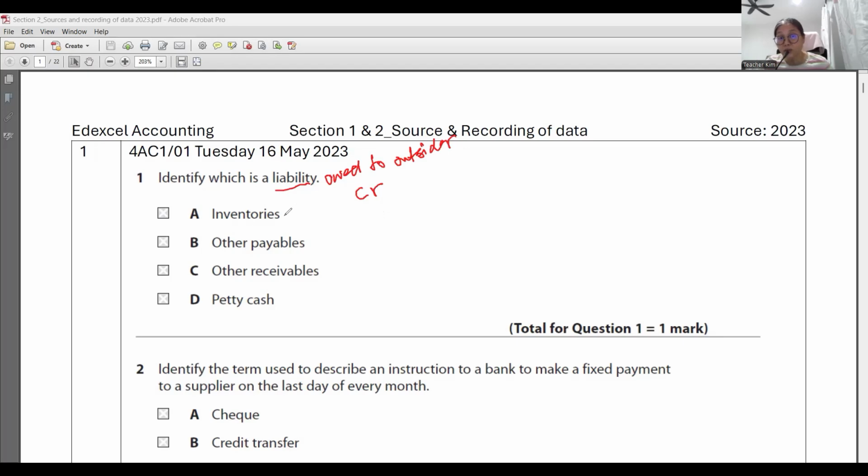Inventory is the goods unsold, which is our asset under current assets. Other payable, this one we owe to a supplier or service provider, so this is our liability under current liabilities. Other receivable is, for example, expenses that we pay in advance, like rental paid in advance. Petty cash is cash kept in a small amount.